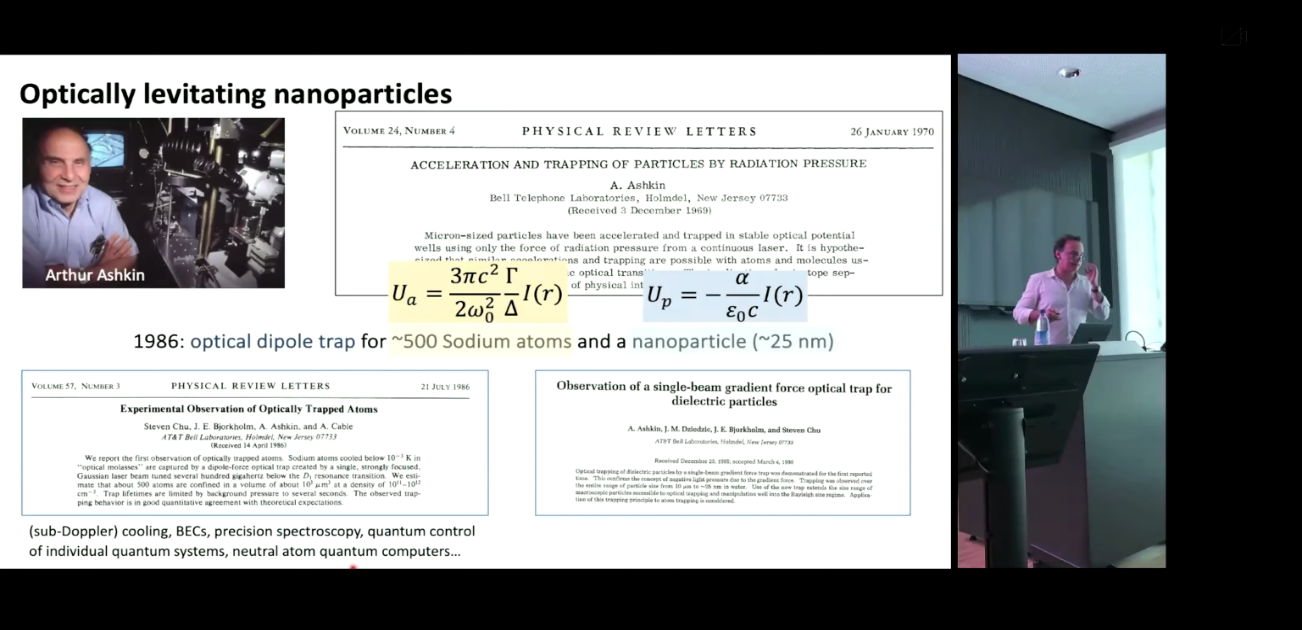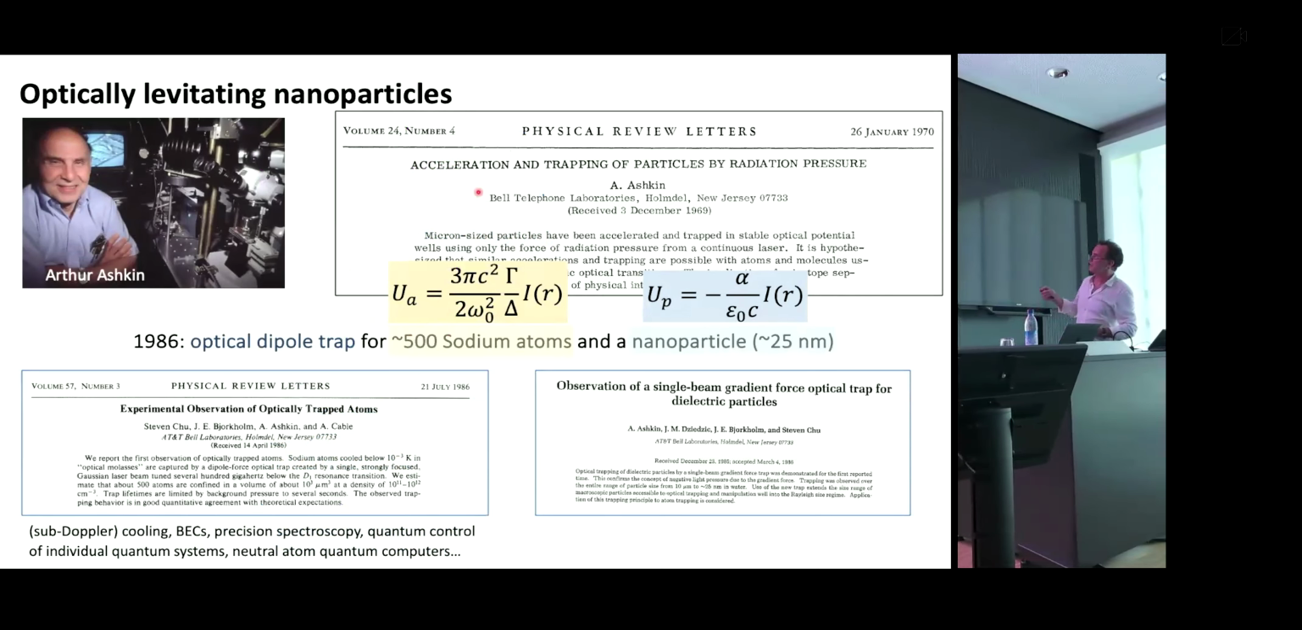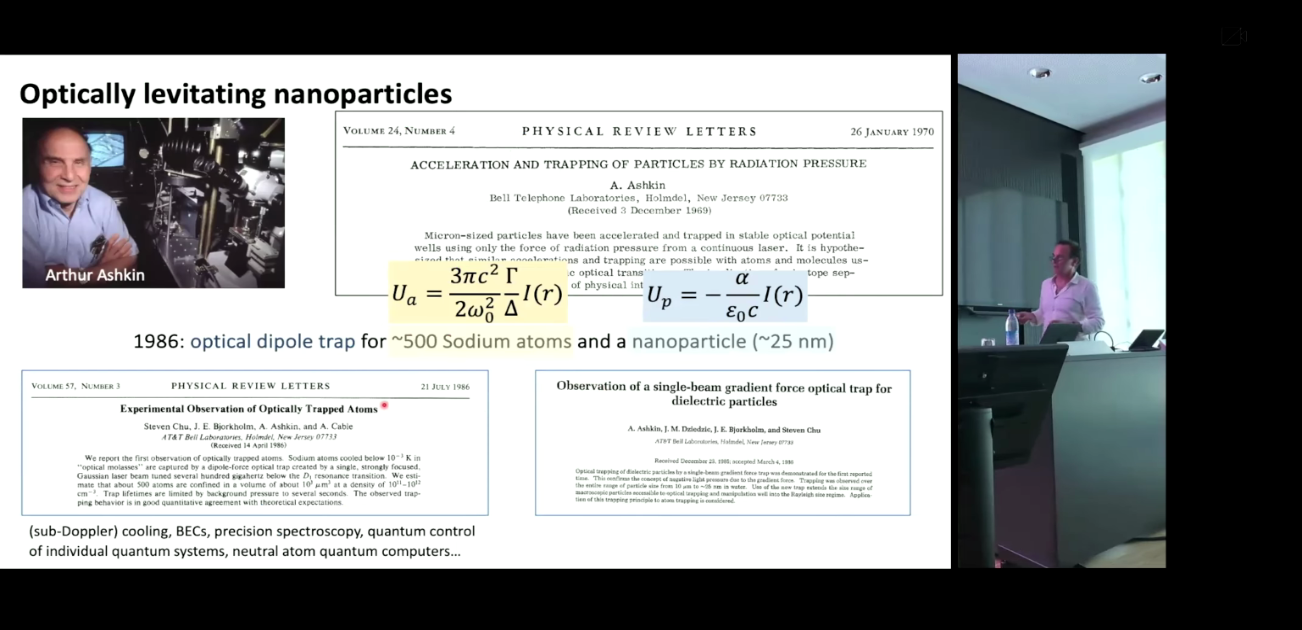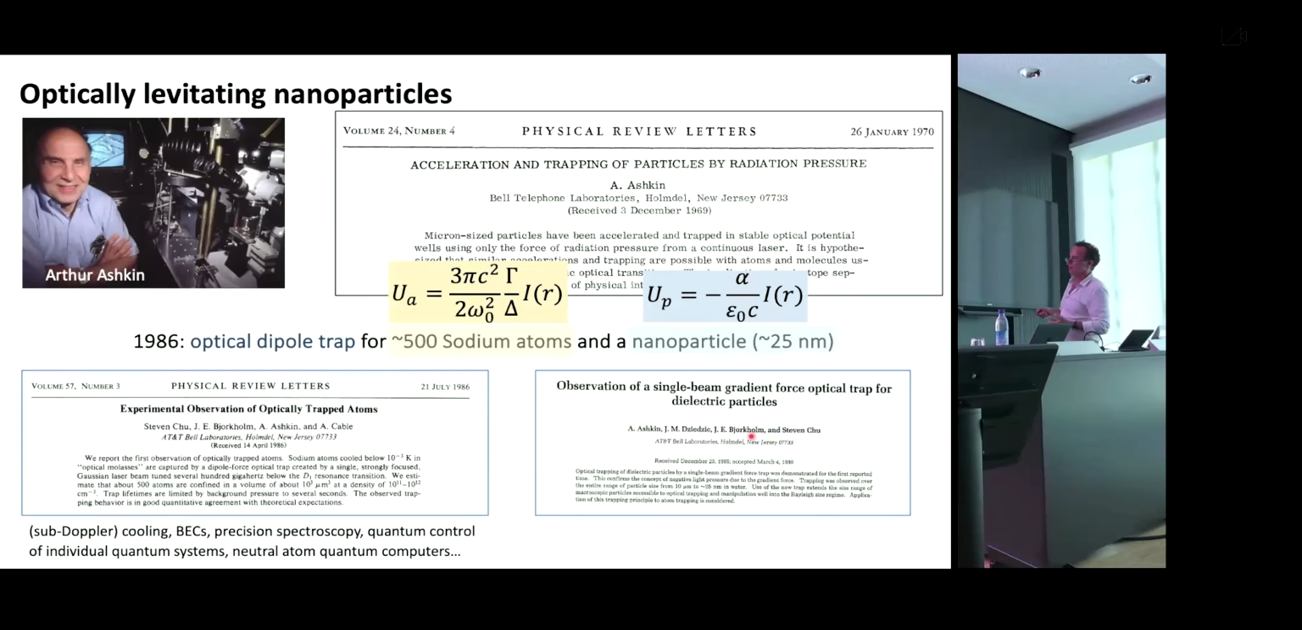Okay, what's behind that? I'm carrying this also to Athens. I still want to show it. Everything started in the 70s. January 26, 1970, the famous paper by Arthur Ashkin on trapping dielectric particles using radiation pressure. Then, in 86, there were two papers, one that shows an optical dipole trap for trapping sodium atoms, and in the very same year, with essentially the same people, using the dipole trap for nanoparticles.